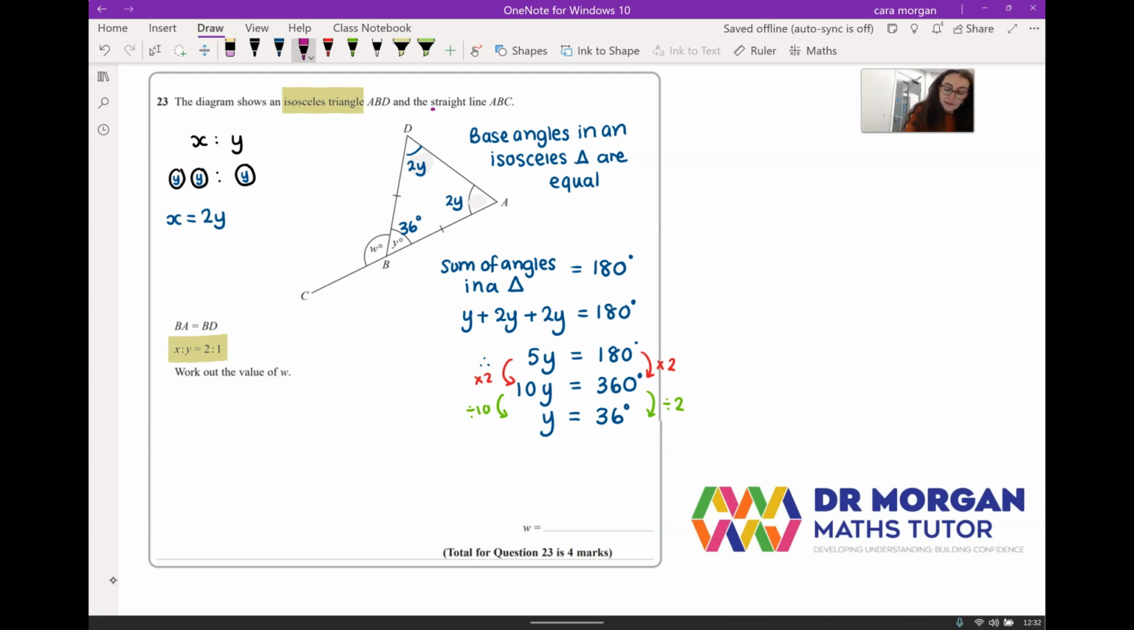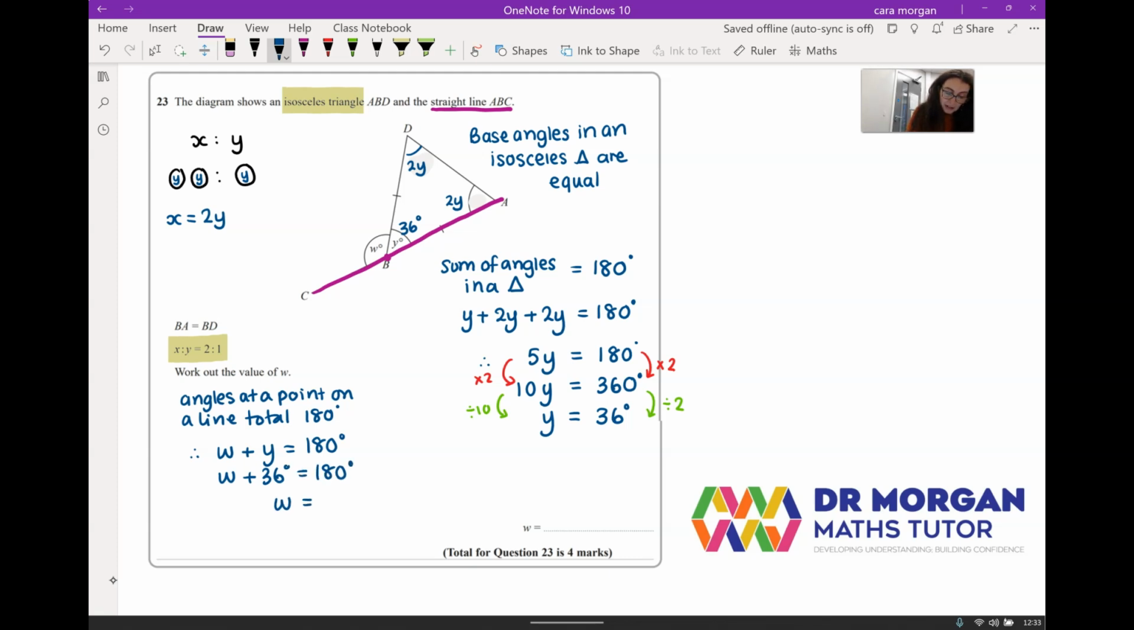Now it tells me that I've got a straight line, the straight line ABC, and I know another angle fact about a straight line. When I have angles at a point on a straight line, I know that the sum is 180 degrees. So I'm just going to write down: angles at a point on a line total 180 degrees. And that must mean, therefore, that w plus y is equal to 180 degrees. But because I know what y is, I'm going to write w add 36 degrees is equal to 180 degrees.